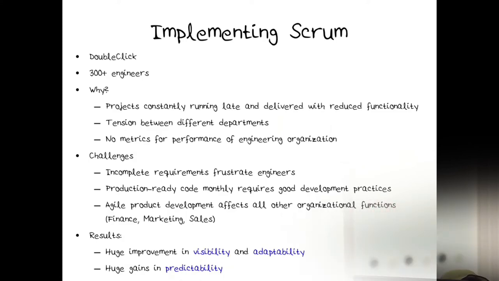And the challenges here: incomplete requirements, frustrated engineers. Production-ready code monthly requires good development practices. And agile product development affects all other organizational functions. Because typically, for a next big release of a system, product folks decide what's going to be in this release and when it's going to be released. They check in with the engineering organization, so that engineering doesn't say a flat no to it. And then they communicate to the marketing folks that on November 15th we have a new release, and these are the features. Now you marketers, go sell it. Go market this hard, so the sales people can sell this new release.